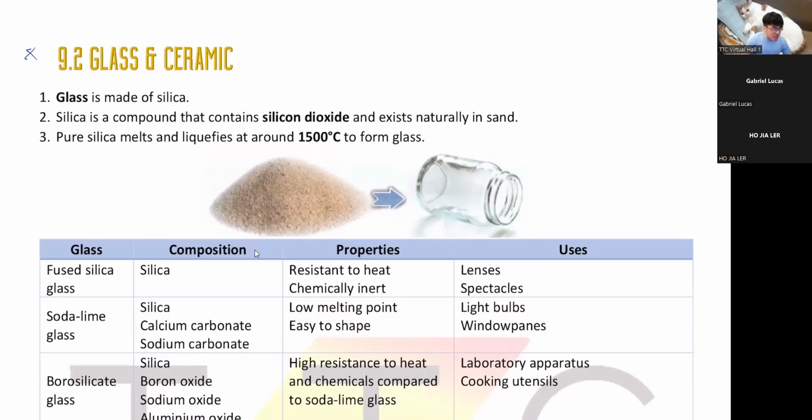So we have two things here, glass and ceramic. They are kind of the same, because their raw materials are almost the same. That's why they behave the same way. They are very brittle. You drop your glass, it breaks. You drop ceramic, it breaks too.